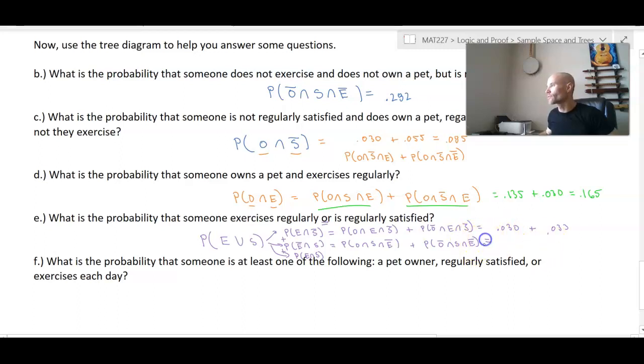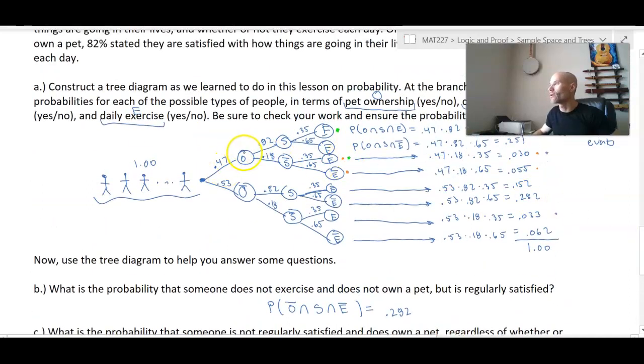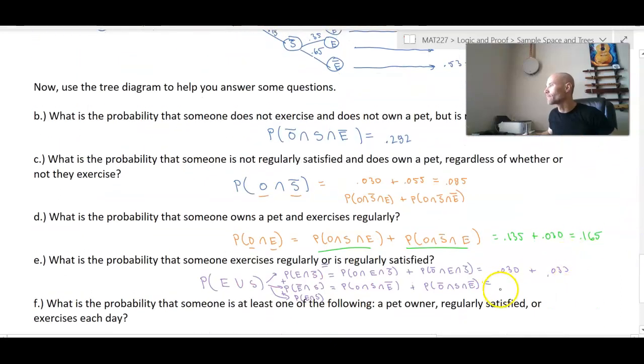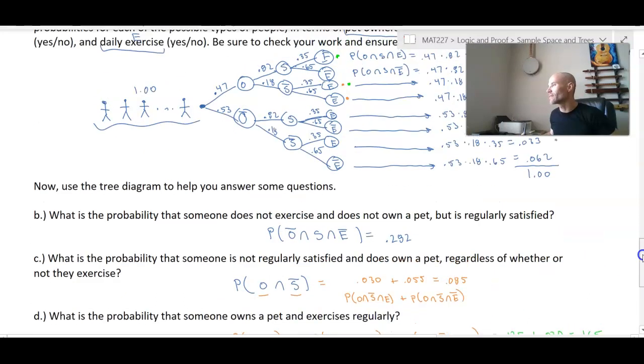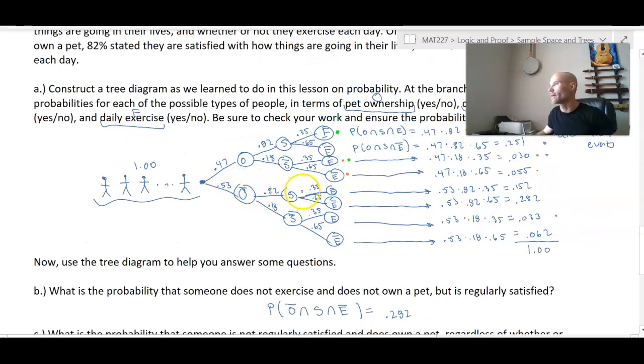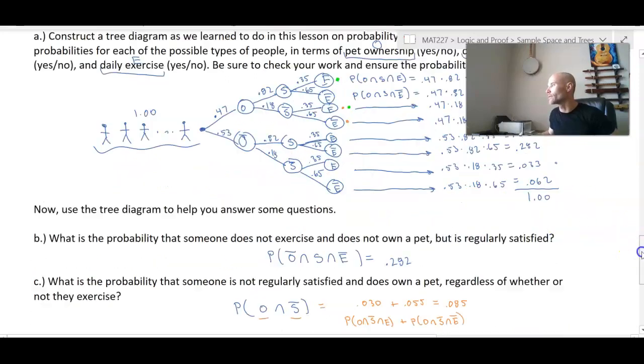Okay, and let's grab those from the table. So O and S and E complement. That's this 0.251. Plus O complement, or not O, S, E complement, 0.282.